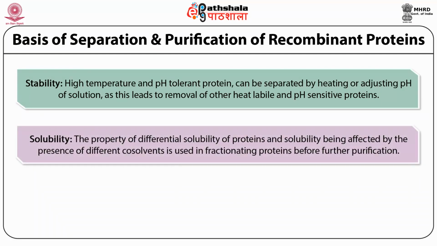Solubility is another important criterion. The property of differential solubility of proteins, and solubility being affected by the presence of different co-solvents, is used in fractionating proteins before further purification. For instance, ammonium sulfate is a salt that is commonly used for fractionating proteins. At higher concentrations, ammonium sulfate leads to the salting out of proteins in a gradual manner. This is known as the salting out effect. So the proteins which are salted out, or which get precipitated, are then resolubilized for further purification.